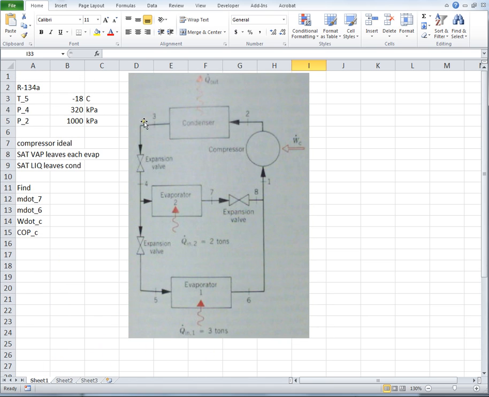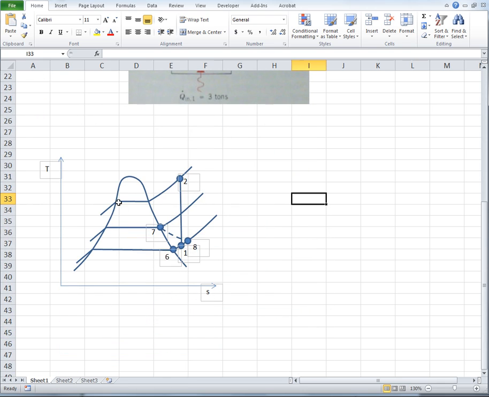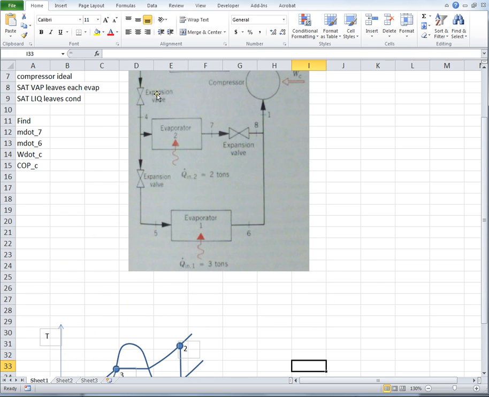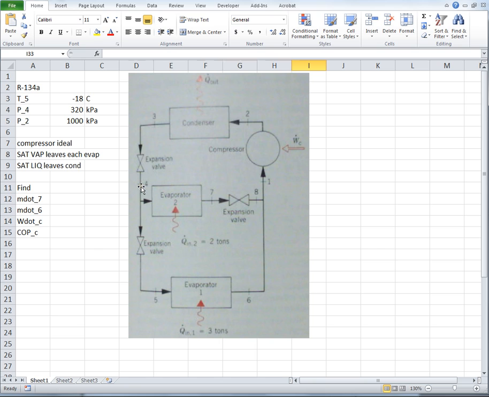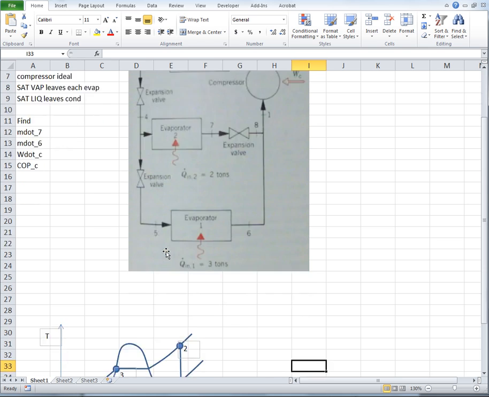Now what happens? 2 to 3 is condensation at constant pressure. So the pressure is constant going from 2 to 3, and we said, I added on, saturated liquid leaves that condenser. So saturated liquid then will be state 3. Let's throw that on there. Give him a number. And then from here it should be pretty straightforward. What do we have? Expansion valve, constant enthalpy, expansion valve, constant enthalpy. So we can find where these states fall on here.